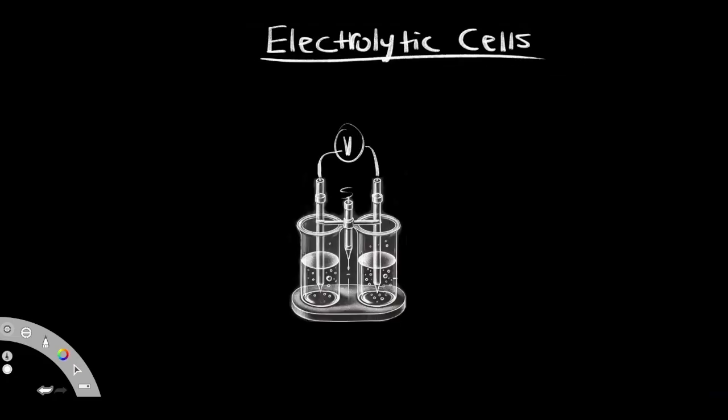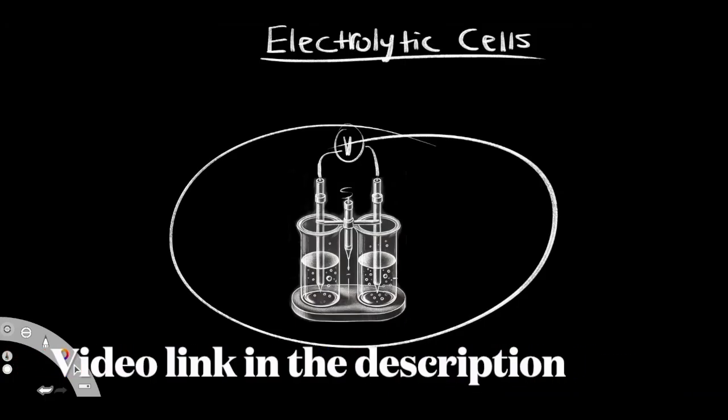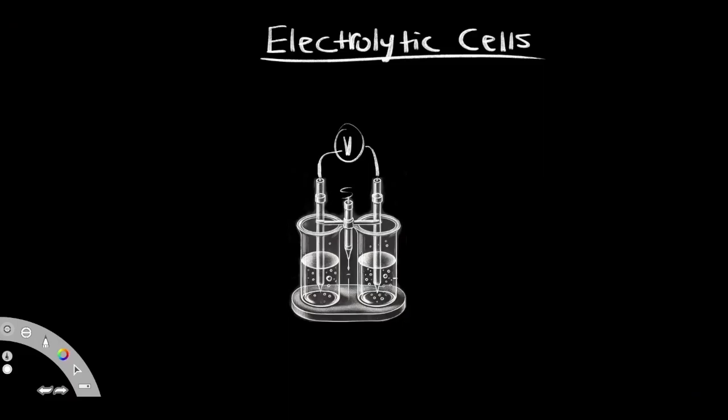Let's have a look. You may remember Daniell's cell from the video. If you haven't watched that video, please do, because it's a prerequisite to this video. The video link is in the description. We identified this electrode here as zinc, and this electrode here as copper.